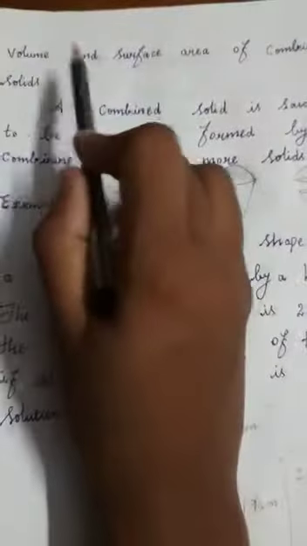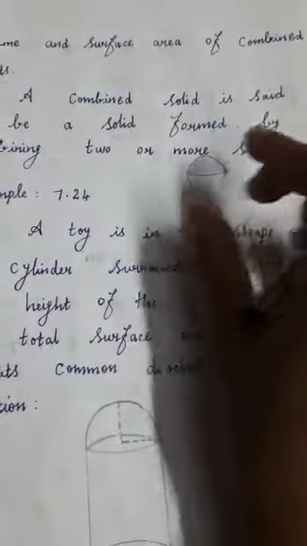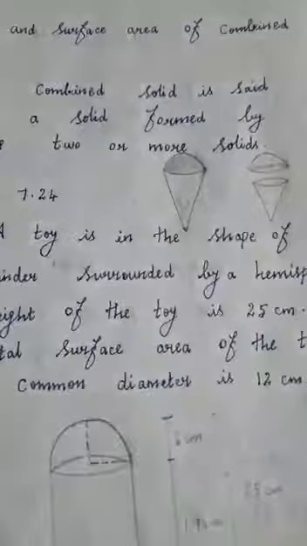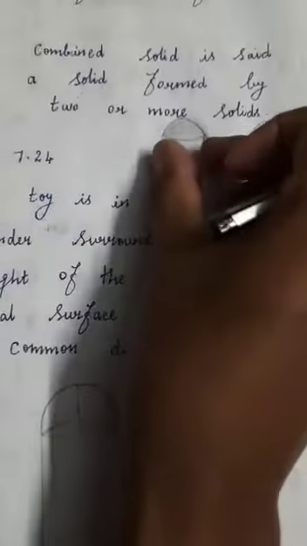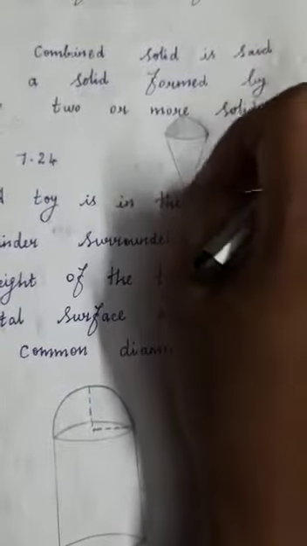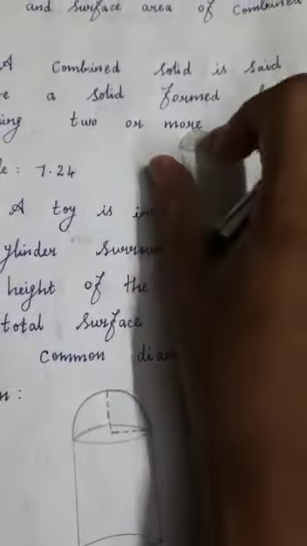Then the volume of the combined solid. We do not need to find only one shape; we need to find the volumes separately. So the volume is the sum of the volumes of the individual solids. The volume of this cone plus the volume of this hemisphere. If you add both, you get the volume of this combined solid.